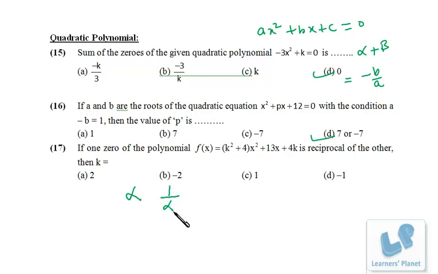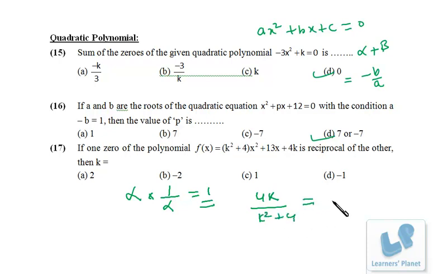1 by alpha, right? That means if we multiply them, that is alpha into 1 by alpha, we will be getting 1, right? That means the product of the roots is actually what? That is the constant term by the coefficient of x square. So here it will be 4k by k square plus 4, right?